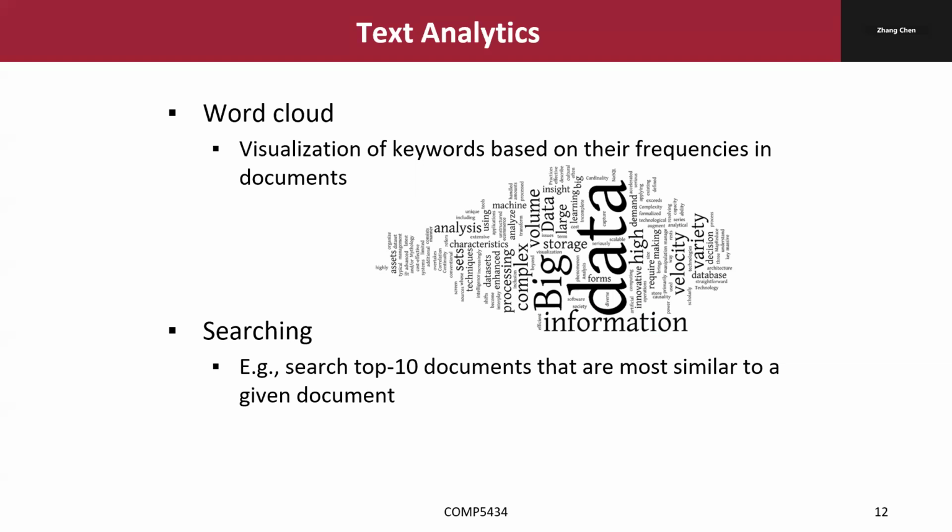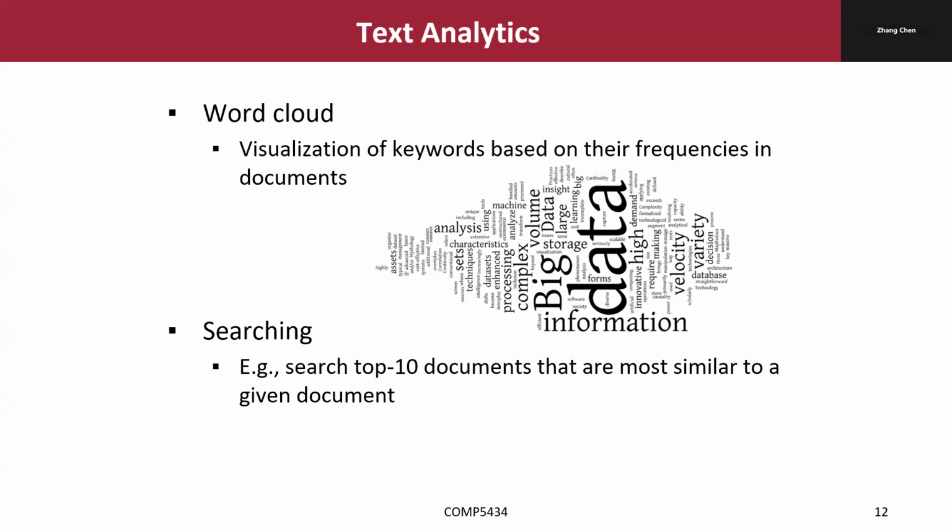I bet you have seen it somewhere, right? People collect some opinions, some data from the crowd, and a word cloud visualizes those keywords based on how often they appear in a collection of documents, right? The words that appear more frequently are shown in larger fonts. For example, "data" is the large one, right? That means in the documents it appears frequently, okay?